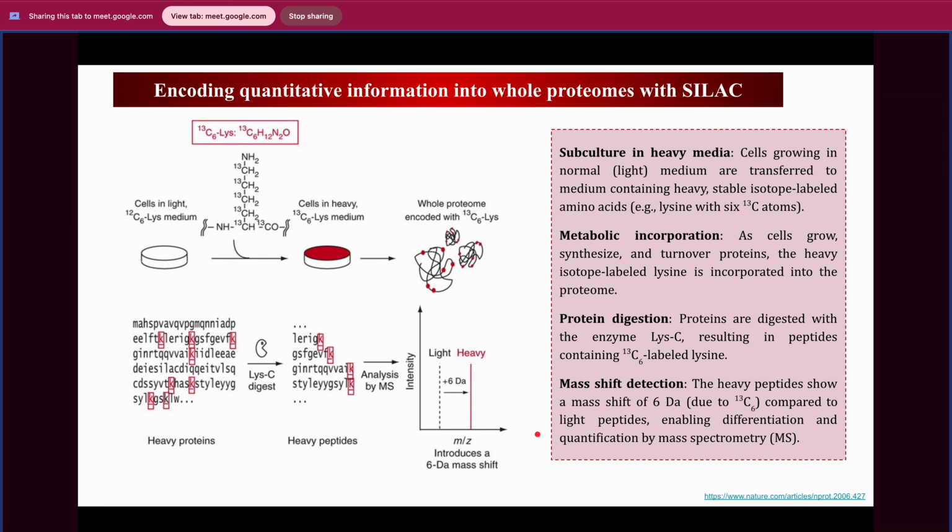Whereas if we talk about isobaric labeling, which we have seen last time, iTRAQ, TMT, those are isobaric labeling methods. In that case, the mass remains the same, but in SILAC, it is isotope based labeling. So in this, the mass gets changed. And with this change in mass, they can detect the differences between both the samples, the light and the heavy samples.